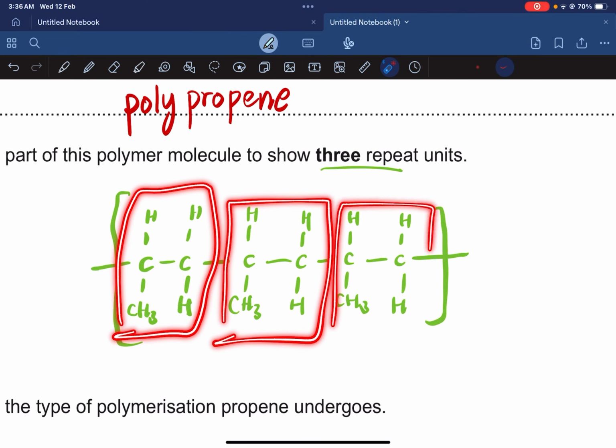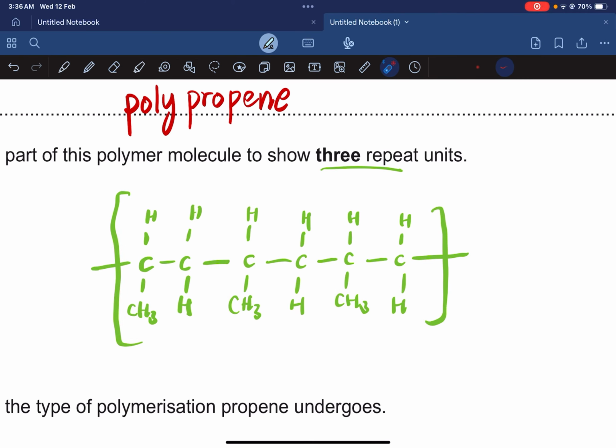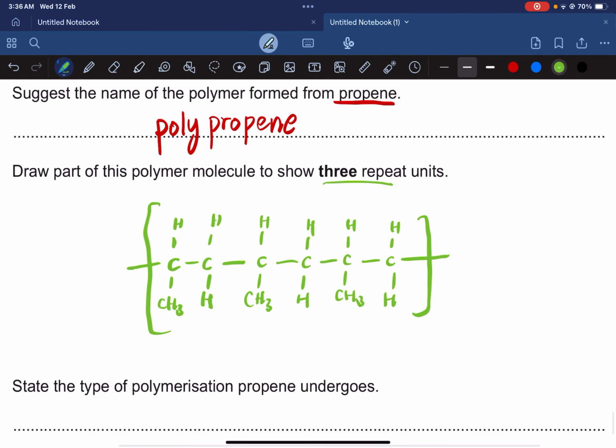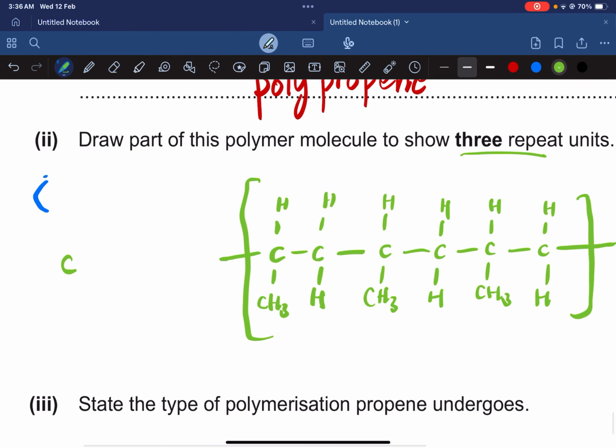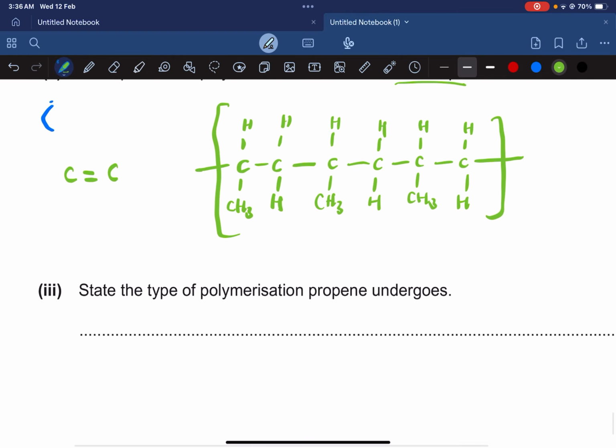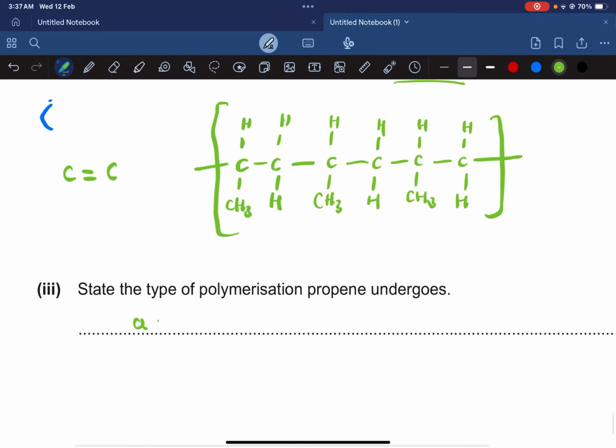And the first thing I did was I drew the structure of my monomer. I brought my monomer into my standard form. And so what is the standard form? The carbon double bonded to carbon should be in the center, and then I broke the double bond and joined them. Okay, state the type of polymerization propene undergoes. Alkenes always undergo addition polymerization, so it's going to be addition polymerization.